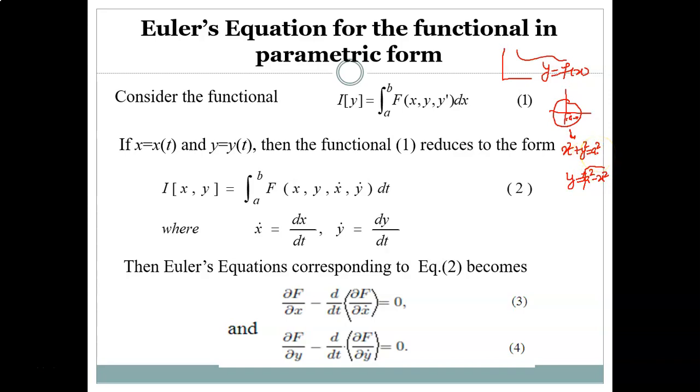So this is the equation of the circle in Cartesian form, but the same equation can be put in parametric form. How? If I write x equal to a cos t and y equal to a sin t, that means x is a function of a parameter t and y is a function of a parameter t. So if you square and add, you again get x² + y² = a².